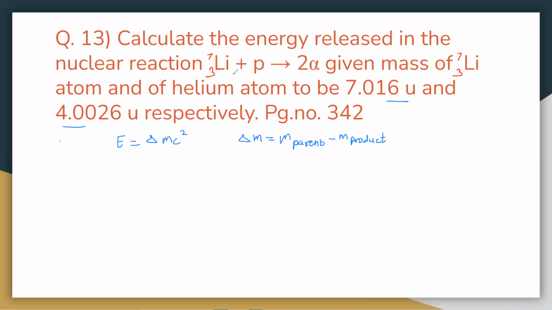So this is our parent nuclei and this is product. So its difference in mass we need to find out, which will give us energy release. So first let's write whatever is given and then we will substitute.